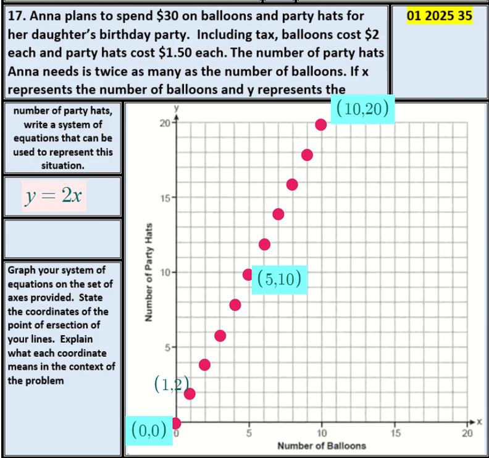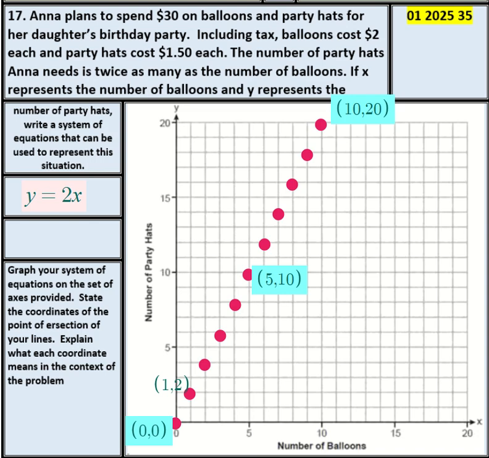Now, technically, I've plotted every possible point on my graph from 0 to 10 because that's all the balloons that I can buy with this graph the way it is. Those are the only points that fit, but a line wouldn't really be appropriate in this situation because I can't buy a half a balloon. It doesn't make sense. So these are the possible combinations of balloons and party hats.